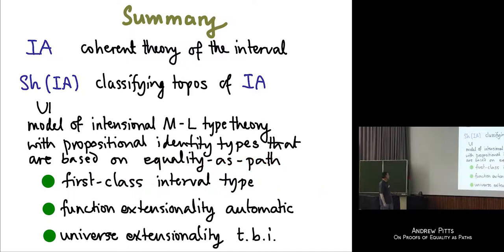So we have a first-class interval type. We have function extensionality for free, because if you do path types based on an interval, then function extensionality is just provable. That just comes out of the wash without having to do anything more. And as I said, we're working on whether universe extensionality, which is what univalence is about, holds or not. So thank you very much. And now you can go and have a cup of coffee.